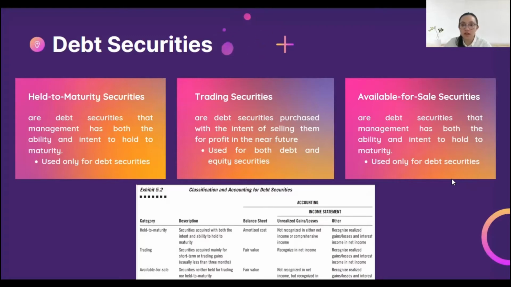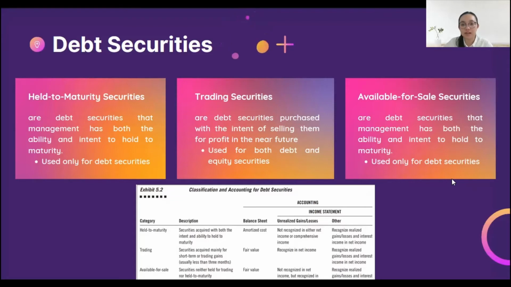No unrealized gains or losses from these securities are recognized in income. Interest income and realized gains and losses, including amortization of any premium or discount on long-term securities, are included in income. The held to maturity classification is used only for debt securities, and you can see more explanation in the table below. Second, trading securities.